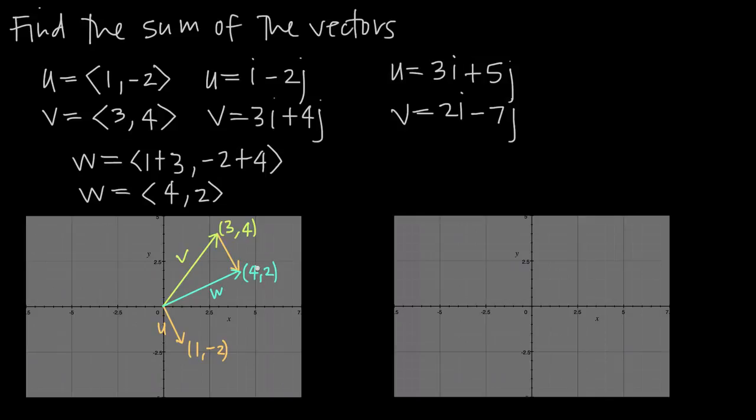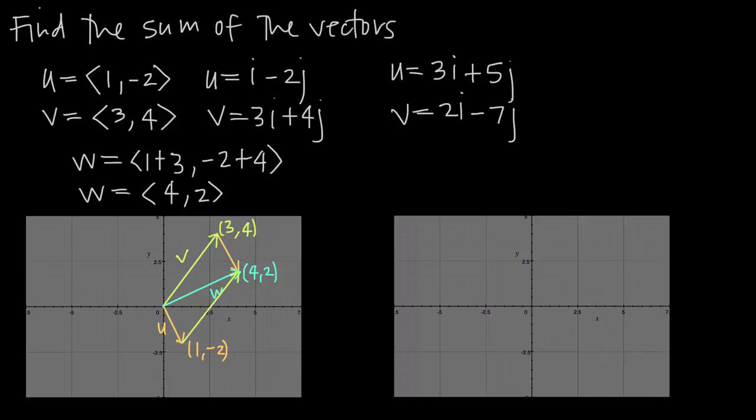Notice that we could also do the exact same thing. Instead of starting with v and then adding u to it, we could start with u and then add v to it. We would just start at this terminal point of u, and we would find that v ended up right here as well. And so then we would see that w, 4, 2, connects to that terminal point.